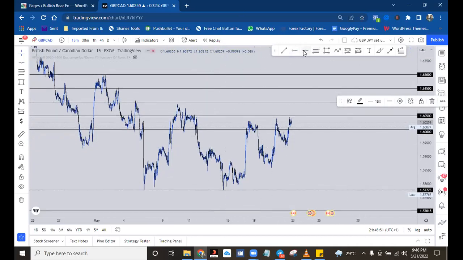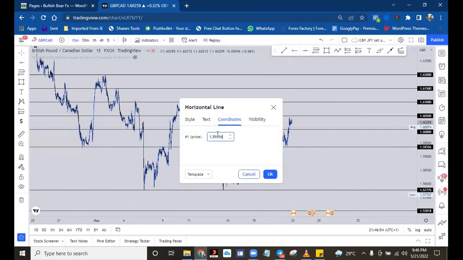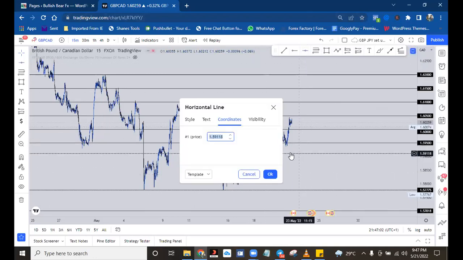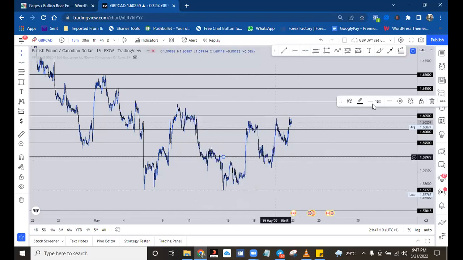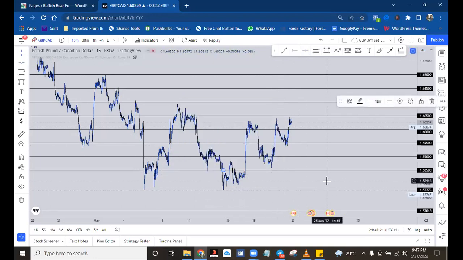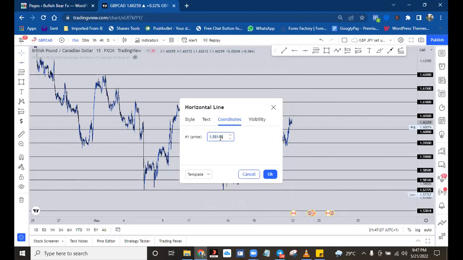Okay, I know what we're gonna do. We'll bring out 1.59500. All right. Next is going to be 1.5900. Okay. Next is going to be 1.5850. One more. Next is going to be what? 1.5800. Good.